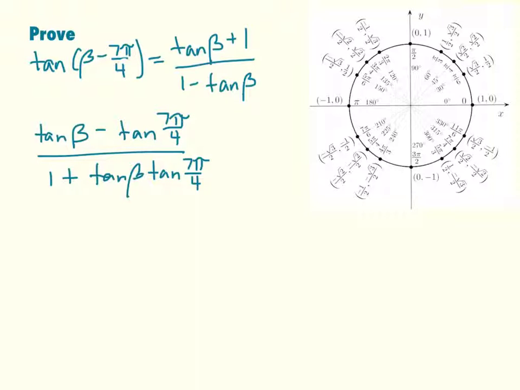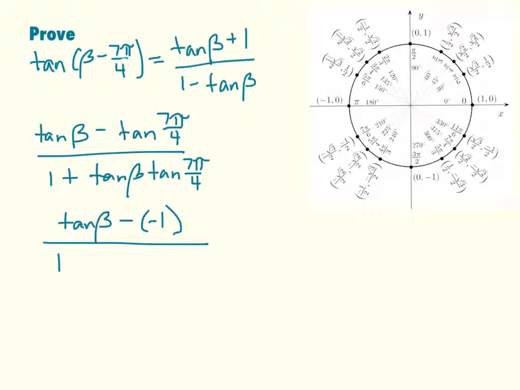Now I'll have to leave tangent of beta, but I can find the tangent of 7 pi over 4. So minus the tangent of 7 pi over 4. Here's 7 pi over 4. That would be the y divided by the x. So negative root 2 over 2 divided by root 2 over 2. It's negative 1.